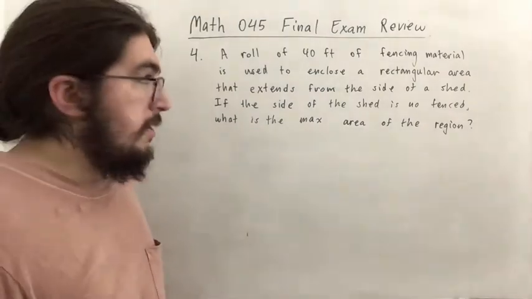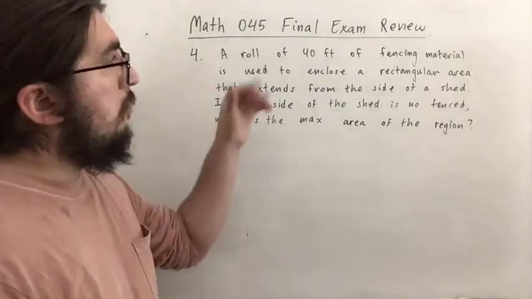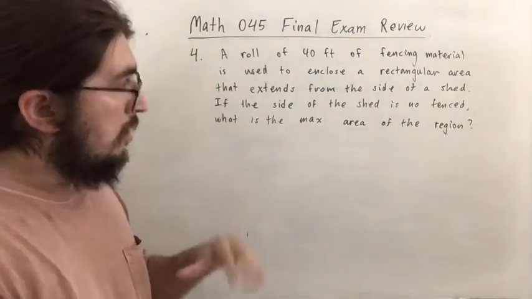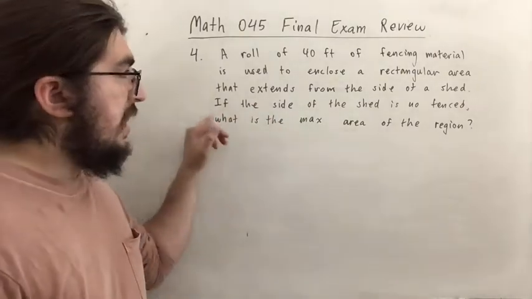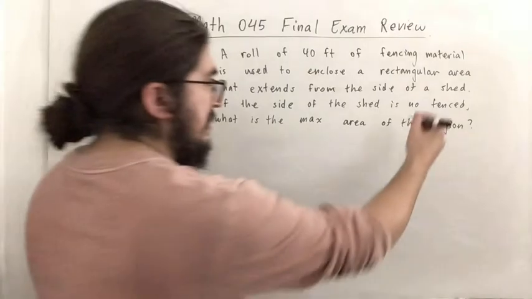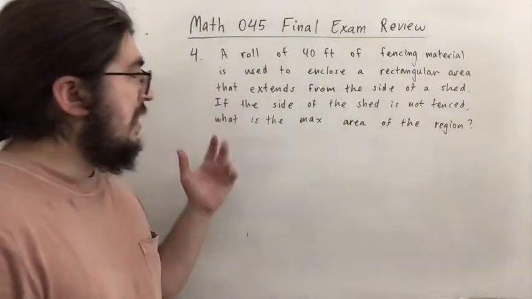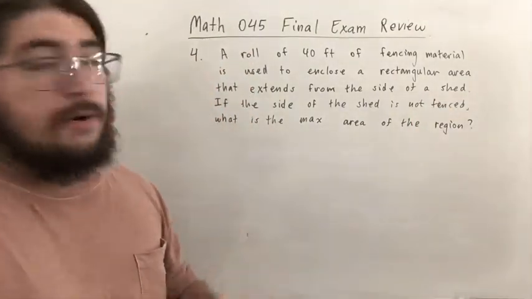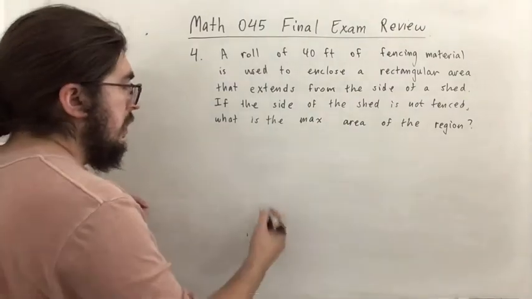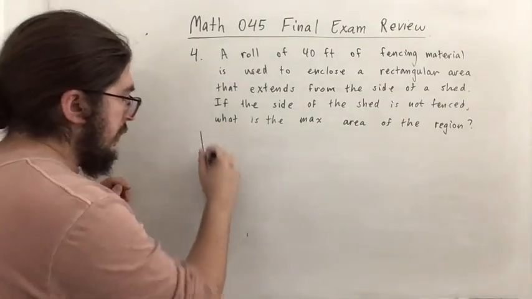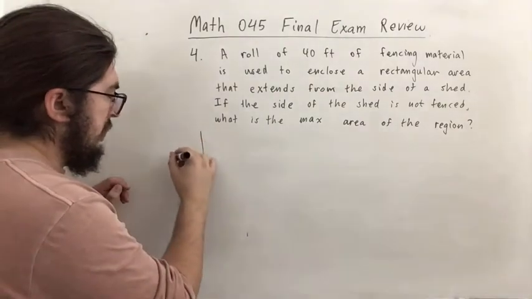So I've reworded it here. Let's read the rewording. A roll of 40 feet of fencing material is used to enclose a rectangular area that extends from the side of a shed. If the side of the shed is not fenced, what is the max area of the region? In other words, the region being fenced or enclosed. So let's try to imagine what's going on here. So let's say the shed is this. This is our shed.